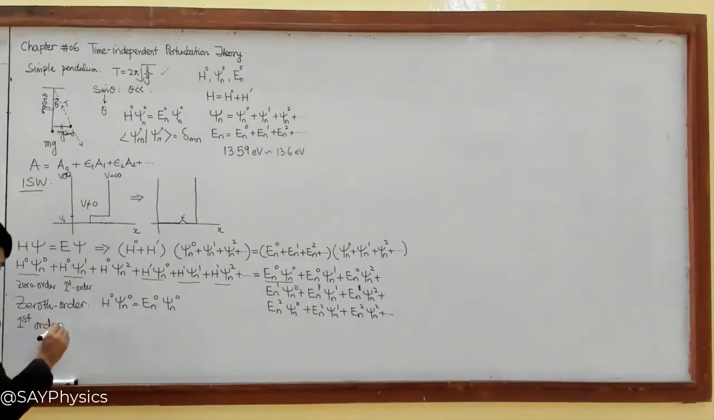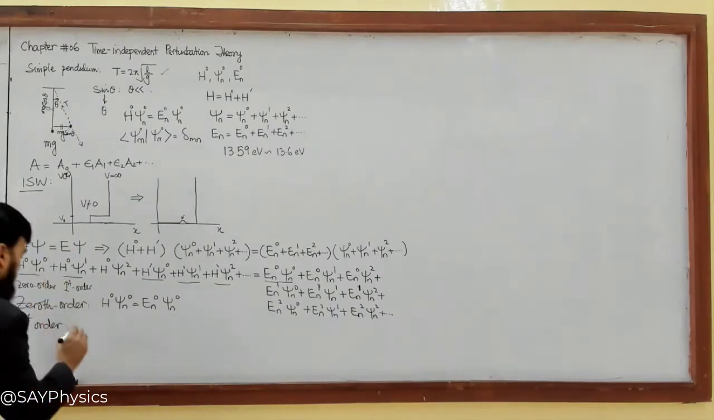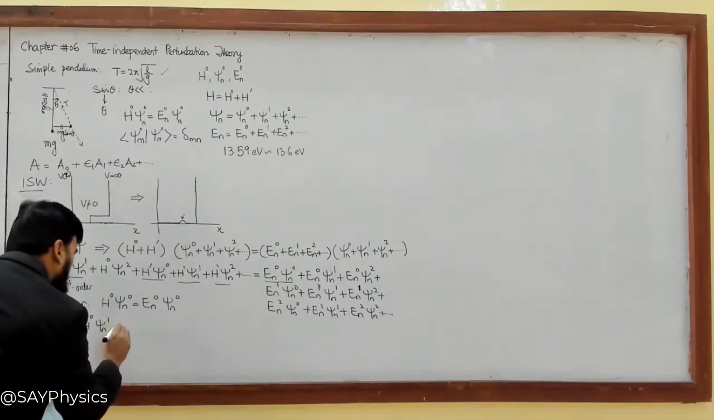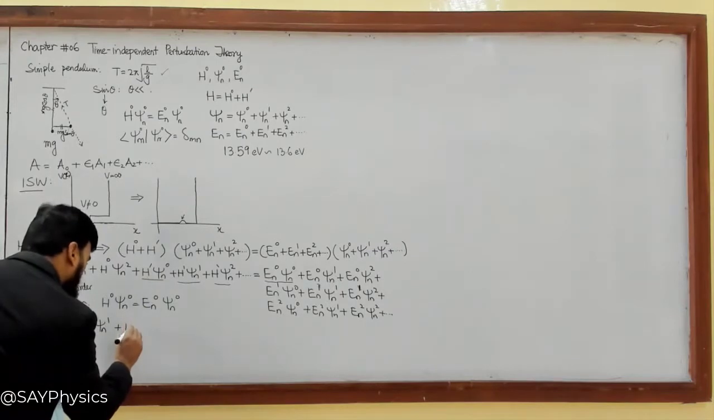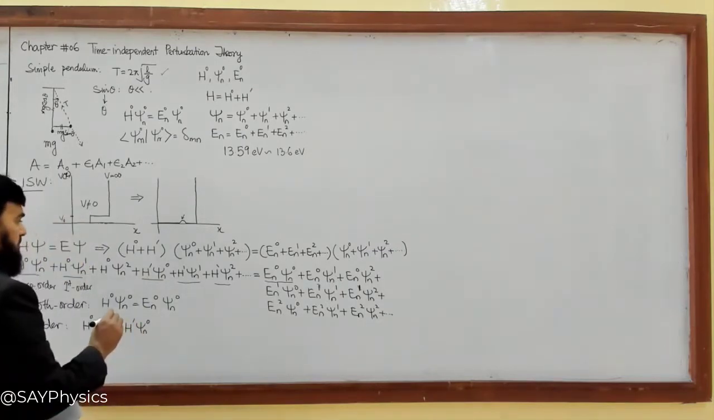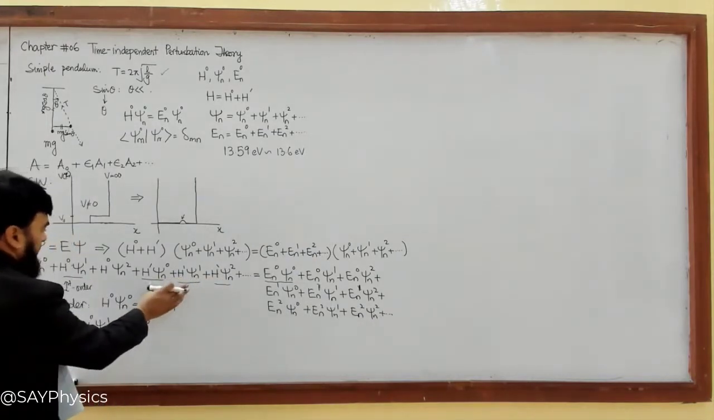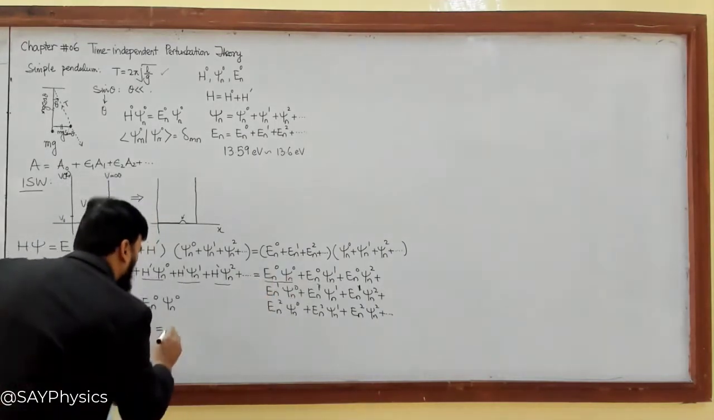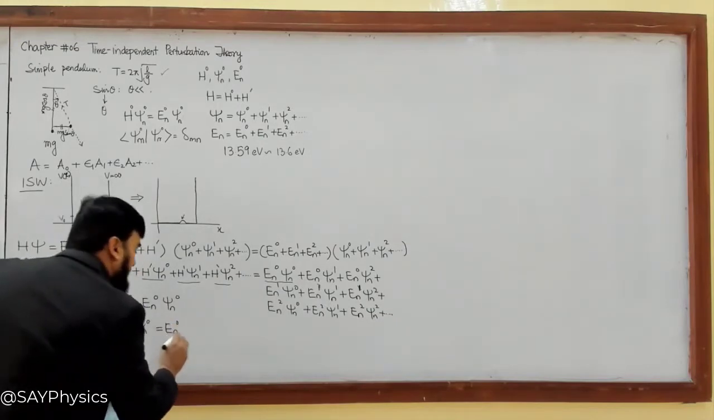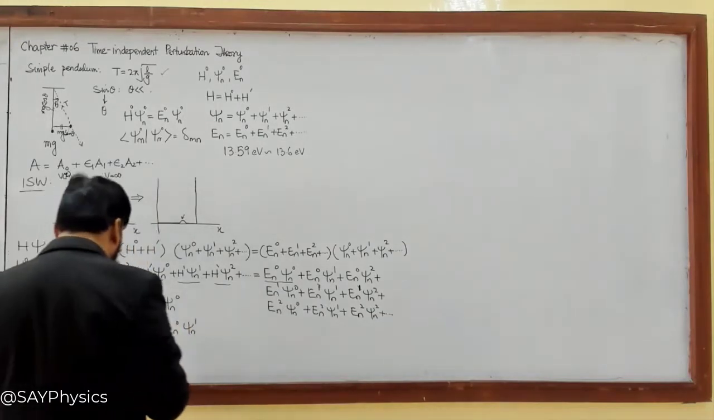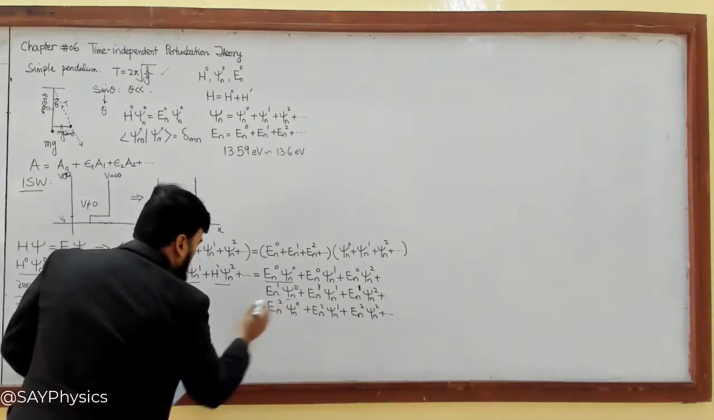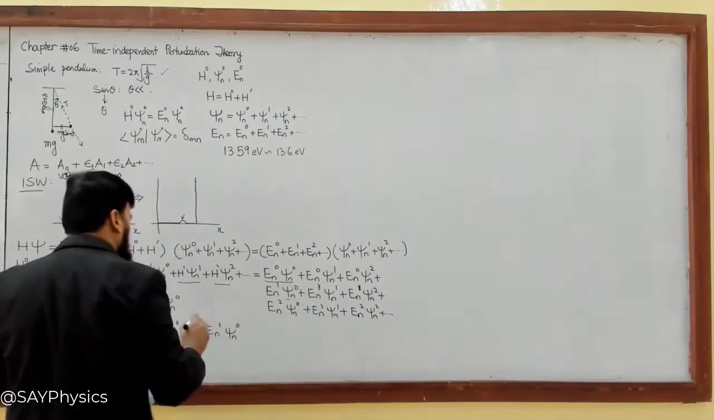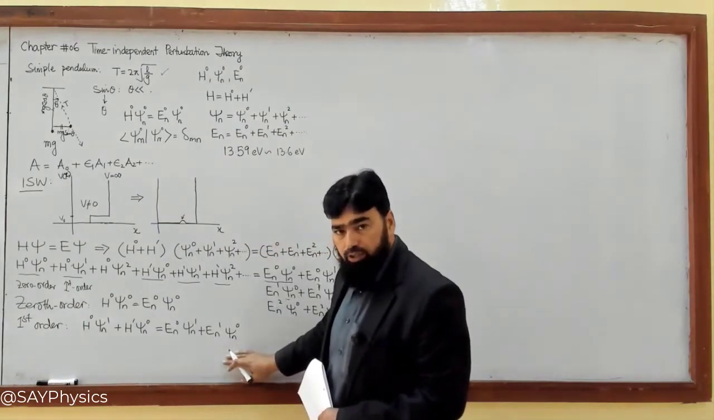Now the first order is the very first term, H0 psi n1, plus H1 psi n0, H prime psi n0, and we don't have any first order here anymore. This is equal to, this is zeroth order, this is first order, En0 psi n1, and this one is also first order, plus En1 psi n0. This is our first order, right?